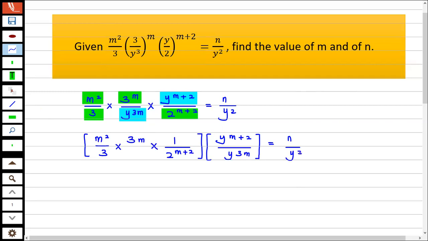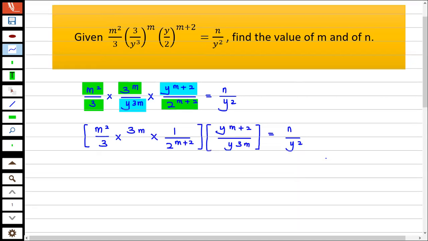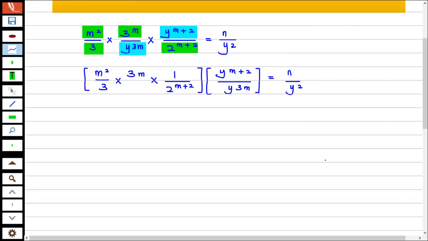Okay, hope that you understand what I did. I already separated them. The green color all go to one bracket, and the blue color goes to another bracket. The blue color is all the y. Okay, understood, right? So hope that you understand my first step and second step.